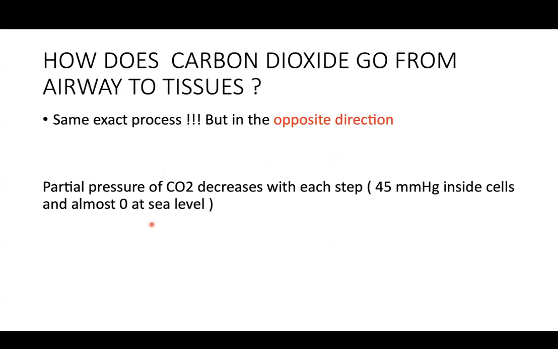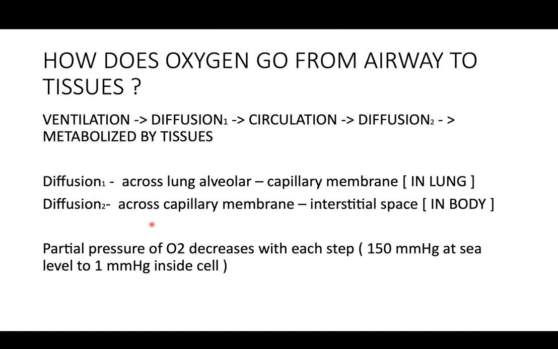Okay, so then we talked about oxygen, but what about carbon dioxide? You guys are very lucky because you don't need to know anything extra. It's the same thing, but in the opposite direction. So you see how we went from the lung to the body here: ventilation in the lung, diffusion 1 in the lung, circulation in the body, diffusion 2 in the body, and then metabolism.